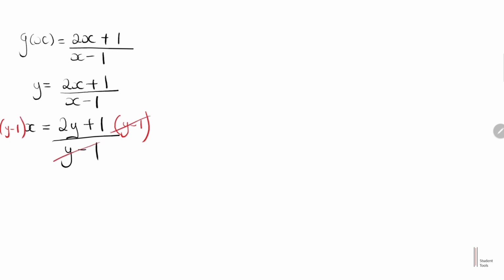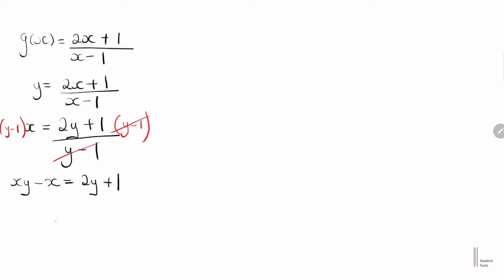So this will cancel this, such that we will have x multiplied by y, that will be an xy, x multiplied by a negative 1, that is minus x. All this is equal to 2y plus a 1. All right. Now we have this expression. We have xy minus x equal to 2y plus 1.